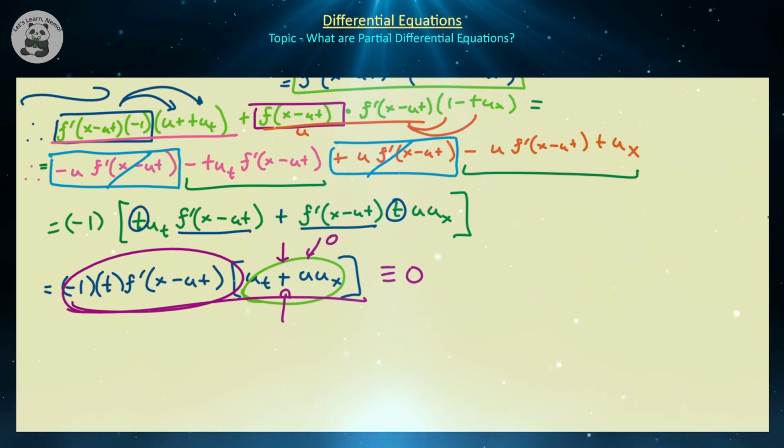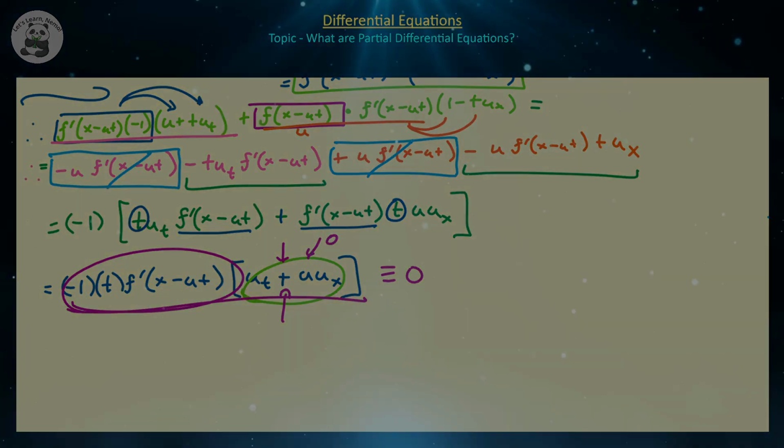So since what we got when we plugged in our little transport function f is that it comes out to 0, that means that it is indeed a solution to this Inviscid-Burgers equation, in particular a solution to this PDE.